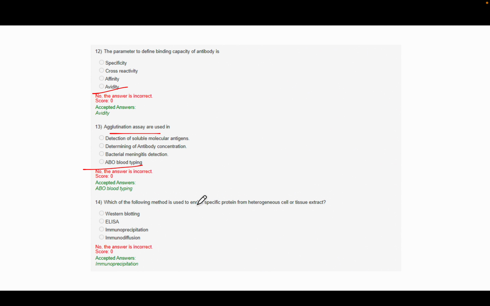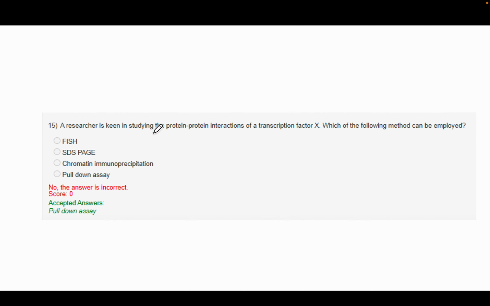Which of the following methods is used to enrich specific protein from the heterogeneous cell? Immunoprecipitation. You can do immunoprecipitation and enrich specific proteins. A researcher is keen in studying protein-protein interaction of a transcription factor X. Which of the following method can be applied? You can do pull-down assay so that your proteins which are interacting with each other will get pulled out together.